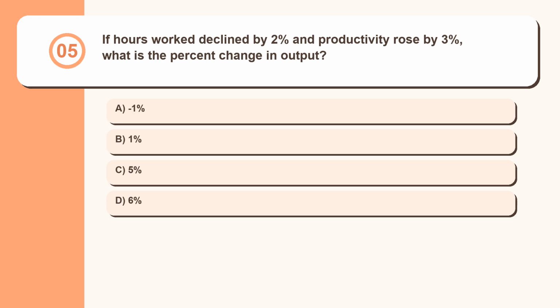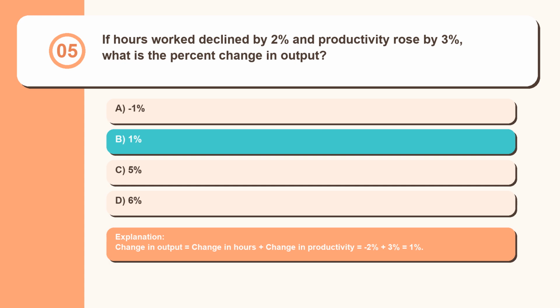Question 5. If hours worked declined by 2% and productivity rose by 3%, what is the percent change in output? Minus 1%, 1%, 5%, 6%. Change in output equals change in hours plus change in productivity, equals minus 2% plus 3%, equals 1%.